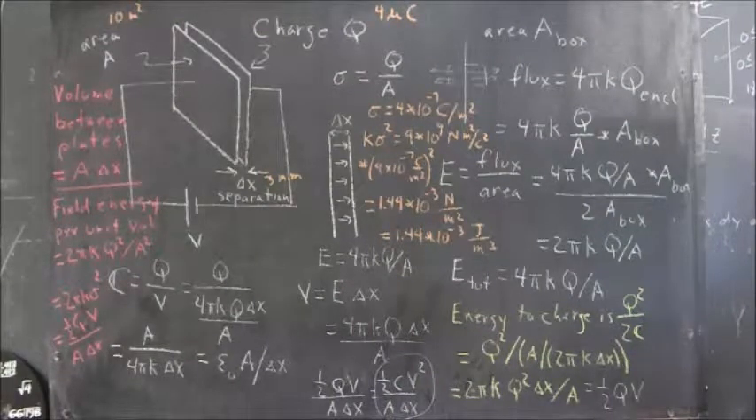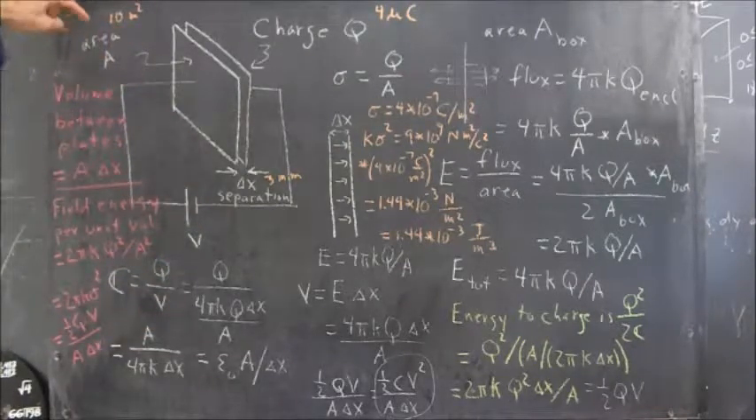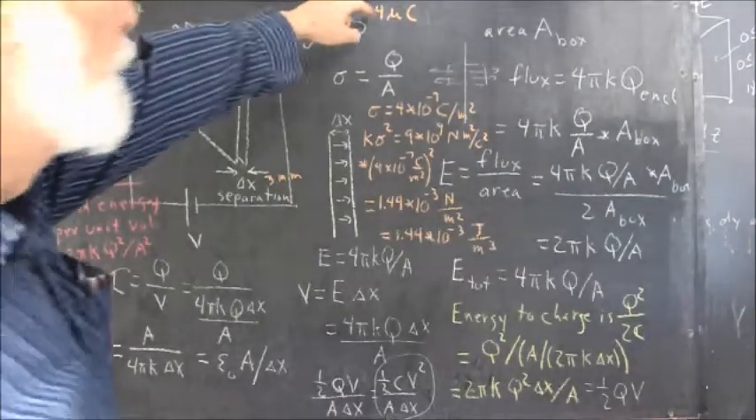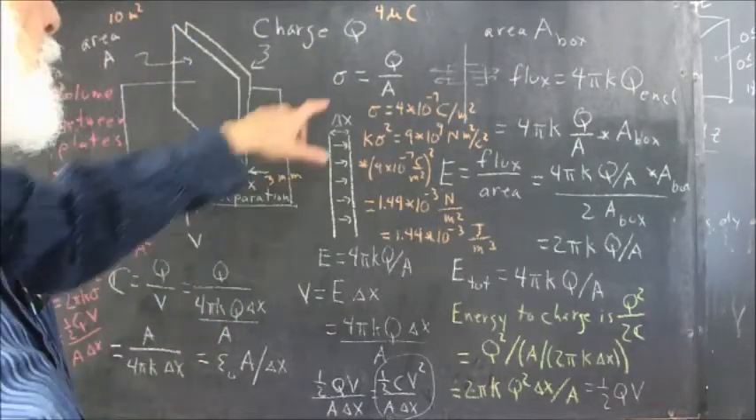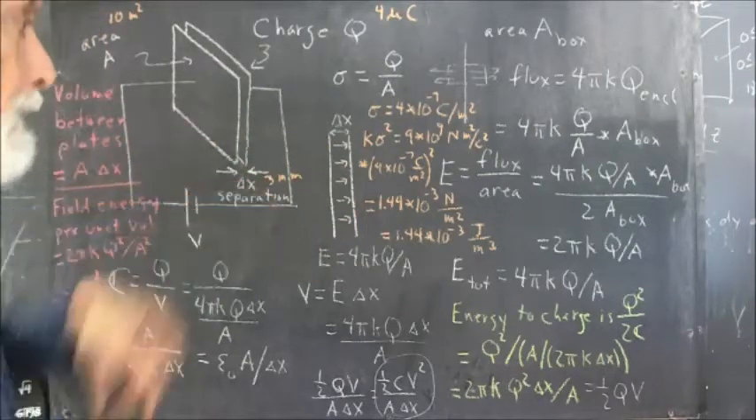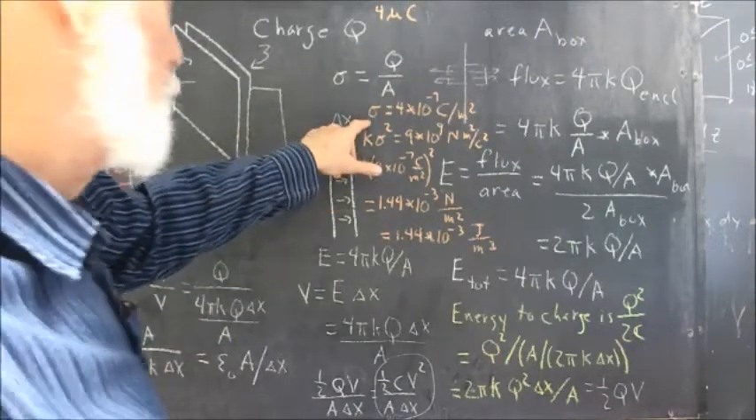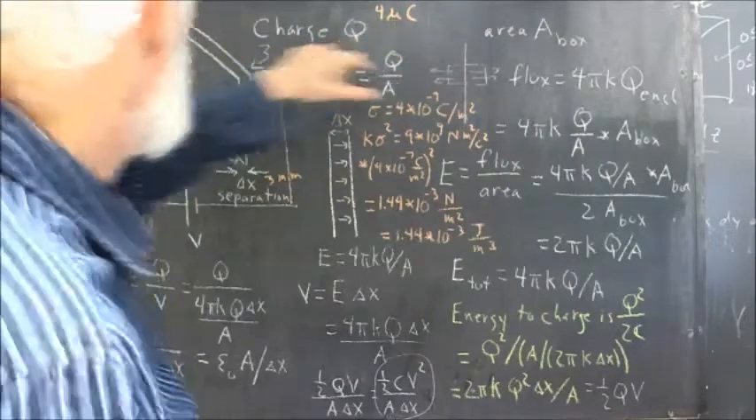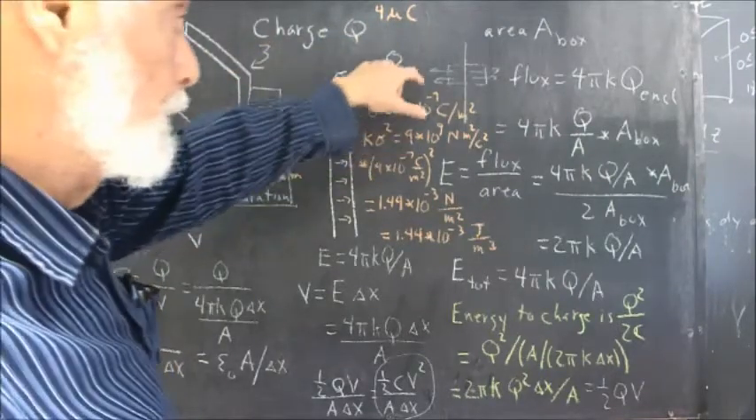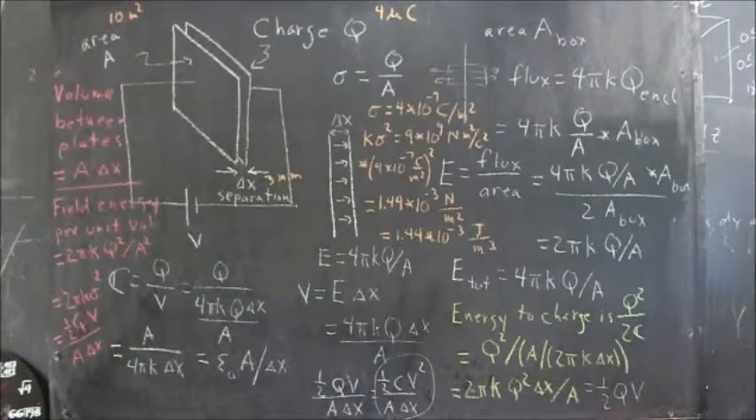Okay, now checking to see if our derivation at least halfway makes sense. We put in our original numbers: 10 square meters for the area, 4 microcoulombs here, and 3 millimeters here. Now, to use the expression 2 pi k sigma squared, we first calculate sigma, which is 4 microcoulombs over 10 meters squared, which comes out to 4 times 10 to the negative 7th coulombs per square meter.